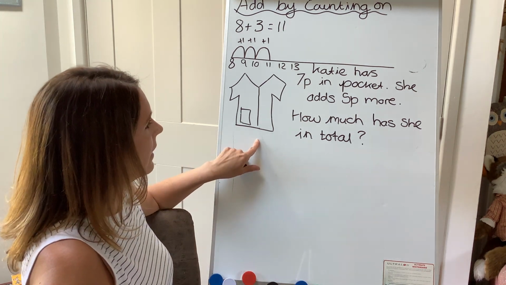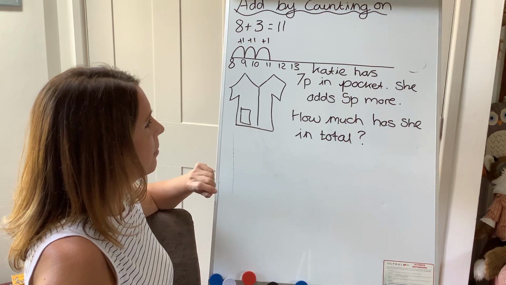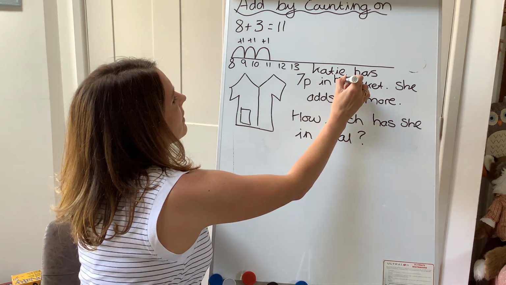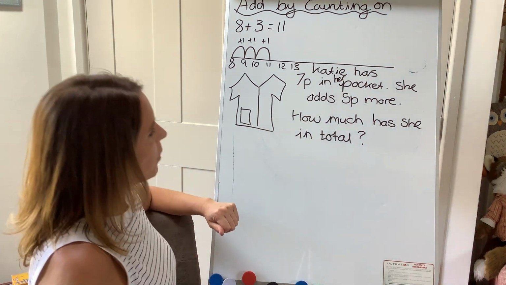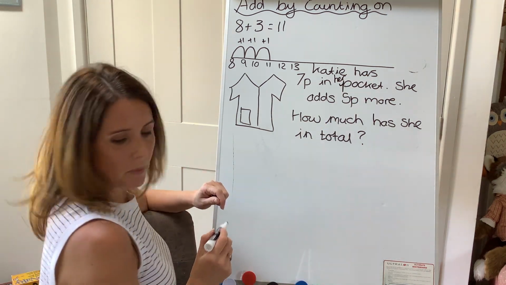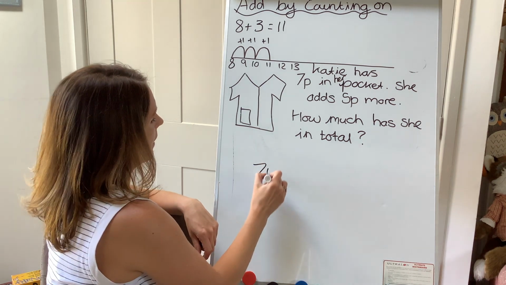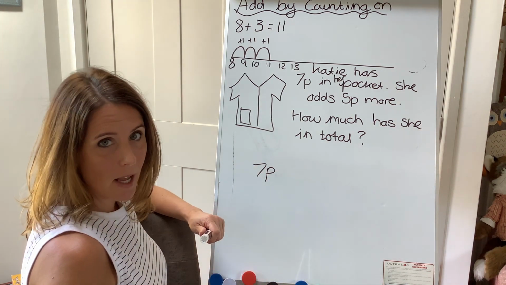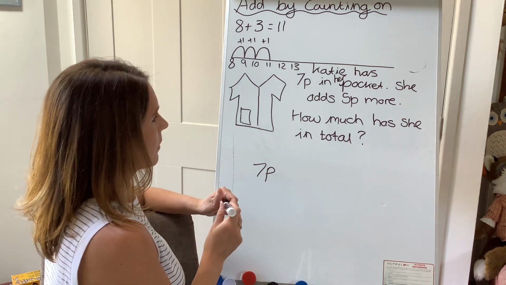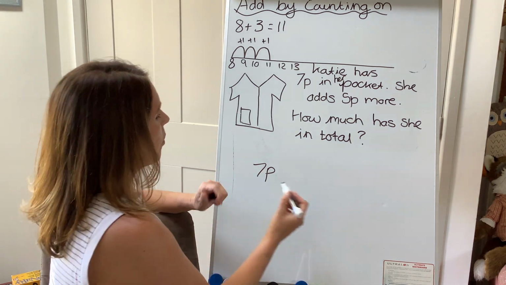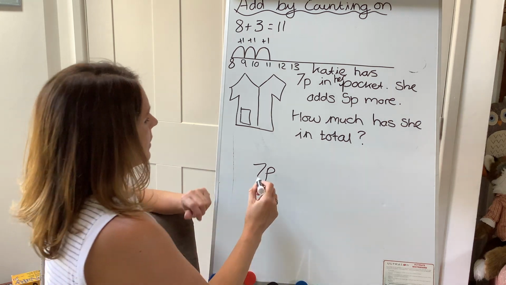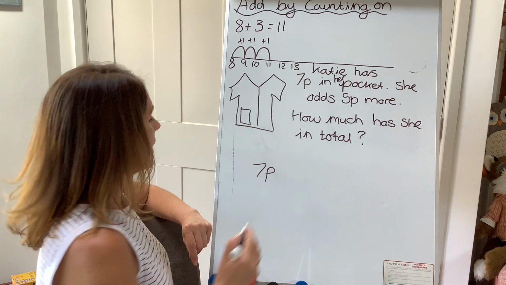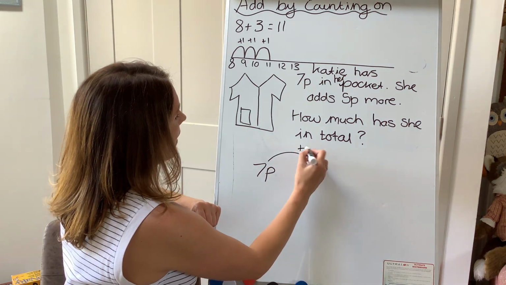A problem here: Katie has 7p in her pocket. She adds 5p more. How much has she in total? So we've got 7p in the pocket, and then we need to add on 5p more. So you can use objects, you can use a number line to count on, you can use counters, or you can just count on in your head. So 7p, so have a go at that one. Okay, so 7p, add on 5 more.